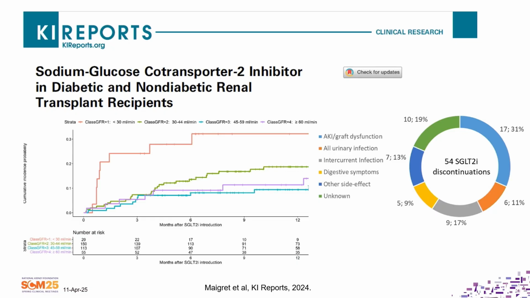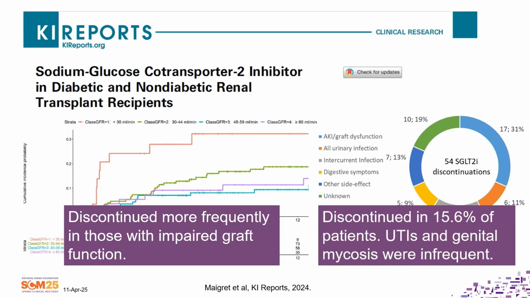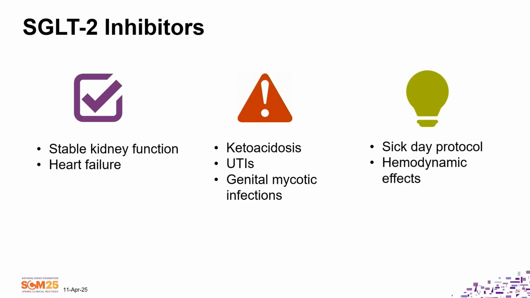So you see here the line in red represents the group with the lowest GFR strata, and those were the most likely to discontinue the drug. And then as far as adverse events, you'll see here that 17% were discontinued due to AKI, but importantly, UTIs and genital mycosis were pretty infrequent as a reason for discontinuation. In total, 15.6% of patients had the drug discontinued. So really not a whole lot. Majority of people were able to stay on the drug.